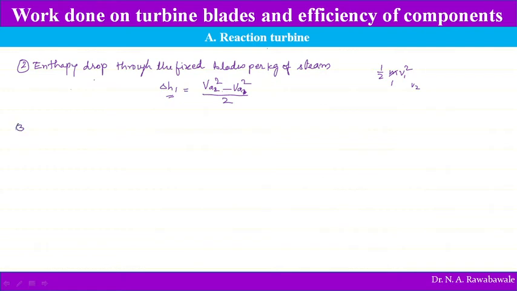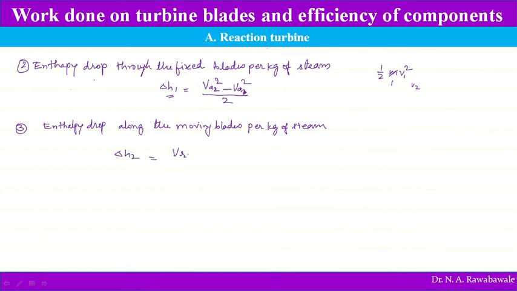Then the third one, enthalpy drop along the moving blade per kg of steam is given by delta H2, which is equal to VR2 square minus VR1 square divided by 2.